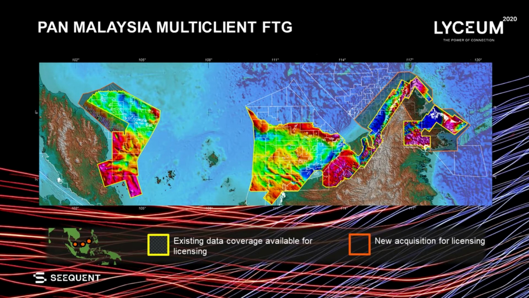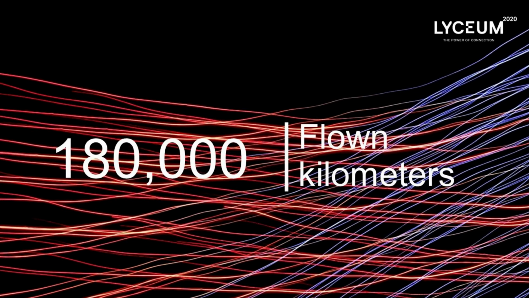On this slide, you can see a map of our largest project to date, the Pan-Malaysia Multi-Client Survey, extending across peninsular Malaysia and over to Sabah and Sarawak, 376,000 square kilometers in size, and covering the majority of the Malaysian acreage both offshore and onshore. It is currently 80% complete, and we will be finishing the northern peninsular Malaysian area before the end of the year. The case studies that I'll be showcasing later in this presentation will be from this dataset, and at 180,000 line kilometers, it is the largest library of FTG data anywhere in the world.